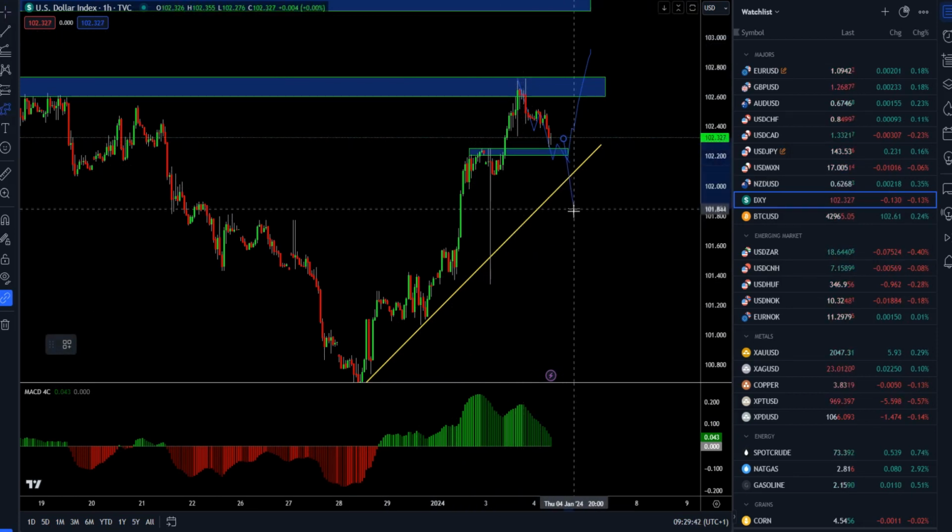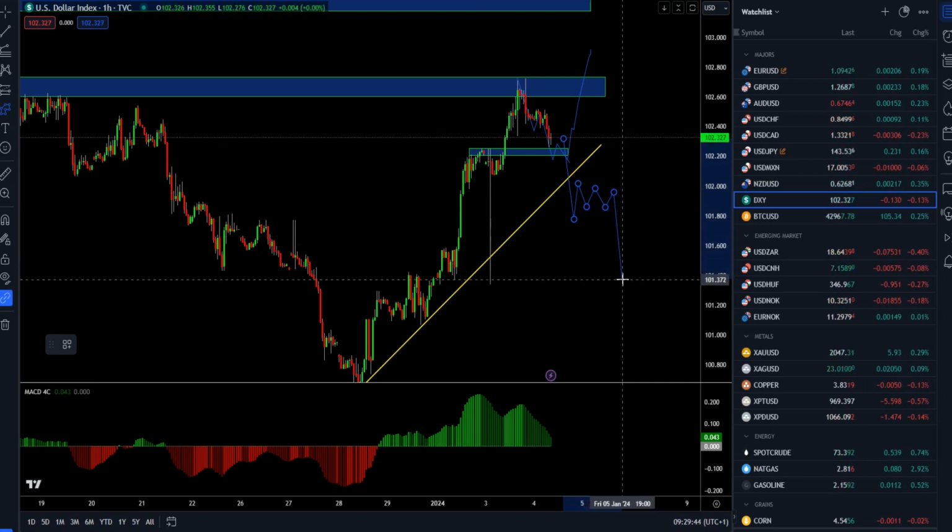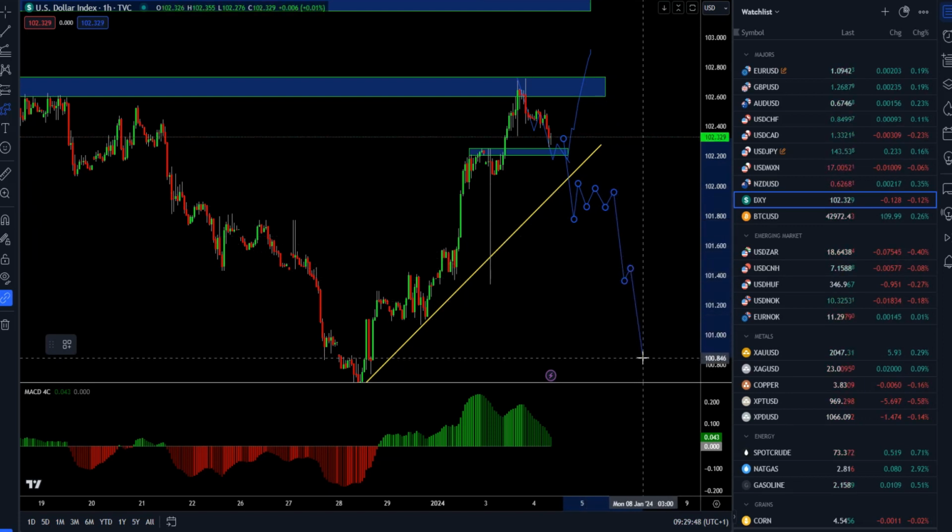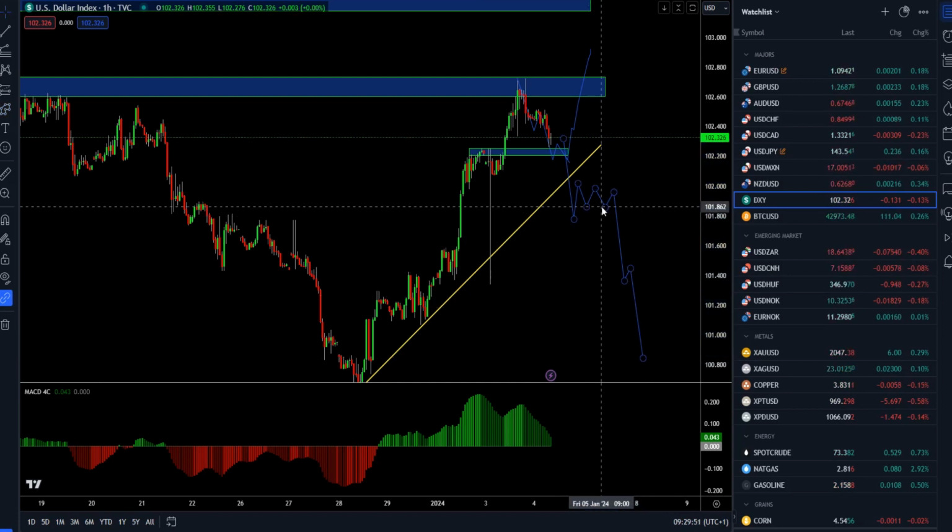Now if there is a meaningful sell-off and hold below, then there is a chance for the downside movement towards the 101.35 or even lower. And that will be all for this update, guys.